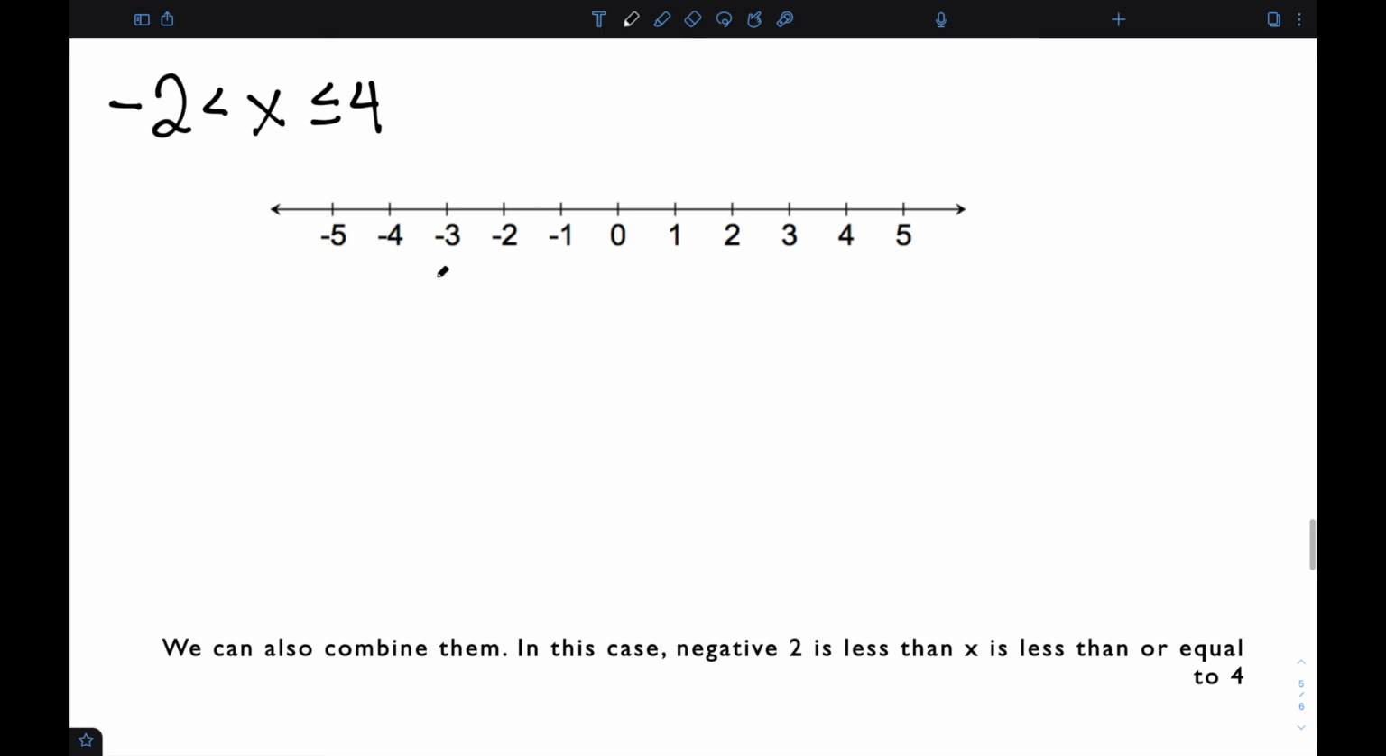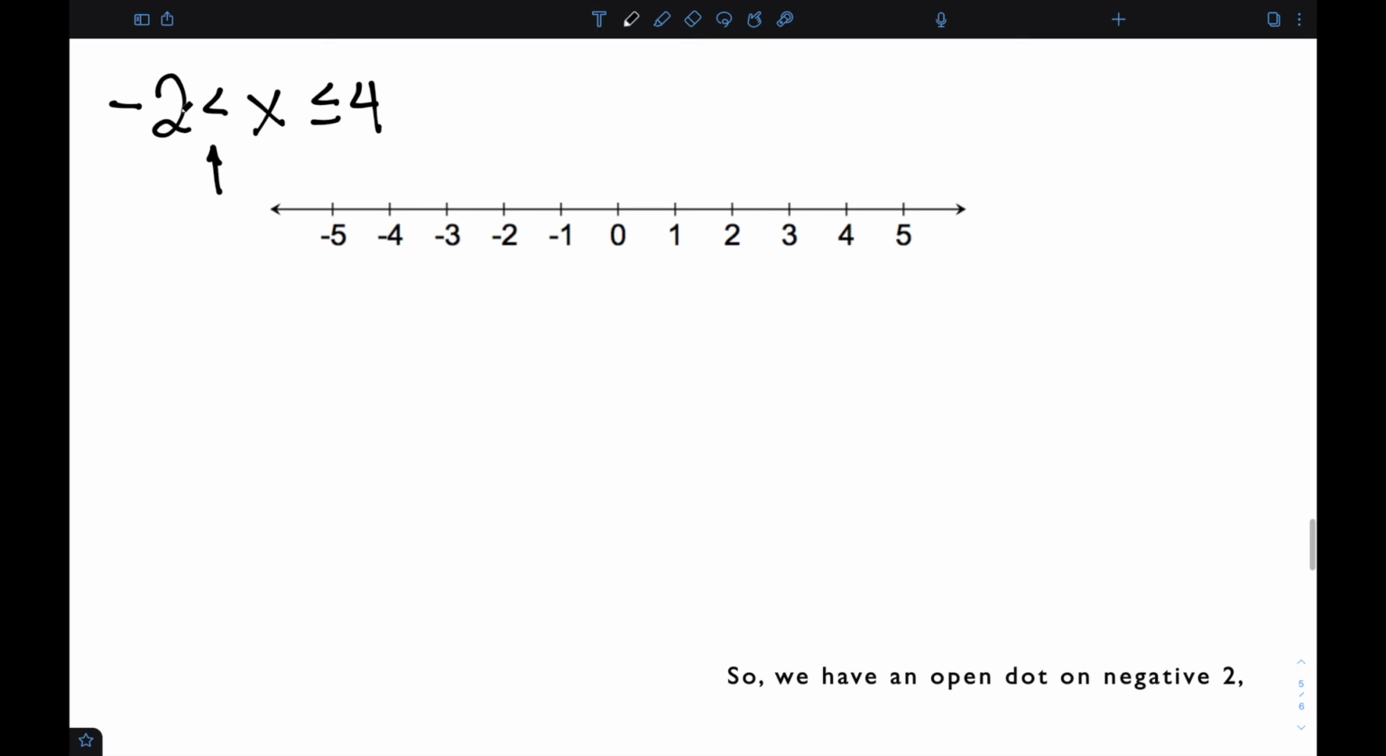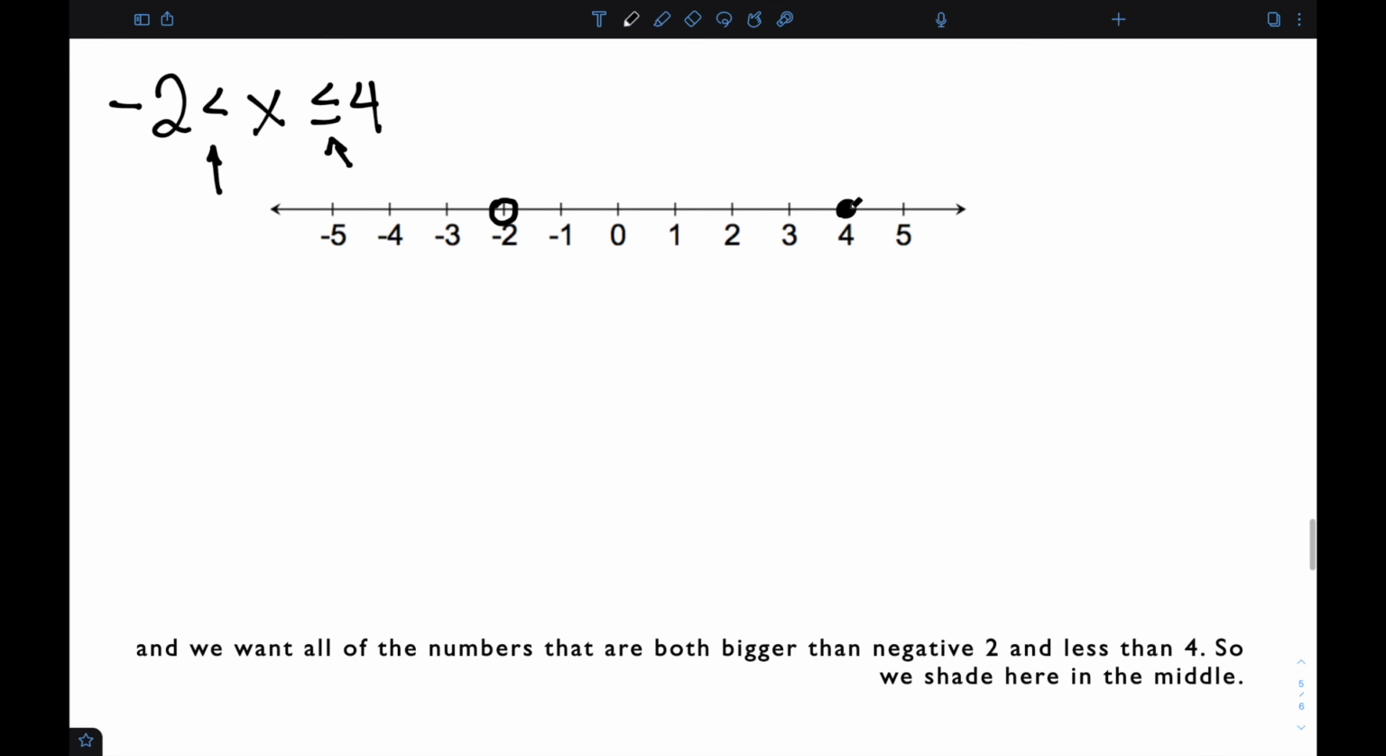We can also combine them. In this case, -2 is less than x is less than or equal to 4. So we have an open dot on -2, a closed dot on 4, and then we want all of the numbers that are both bigger than -2 and less than or equal to 4, so we shade here in the middle.